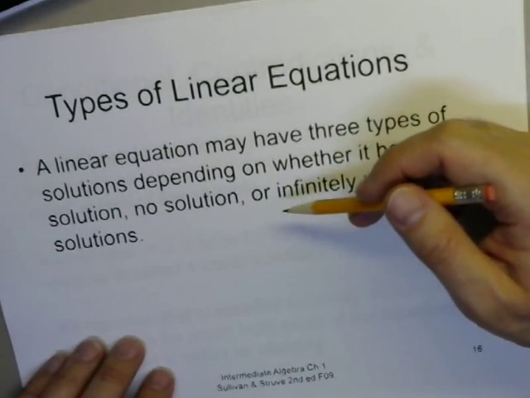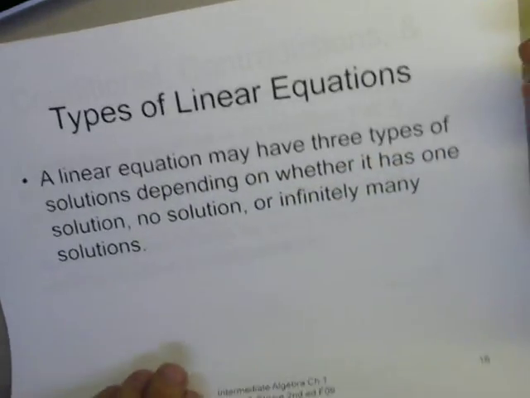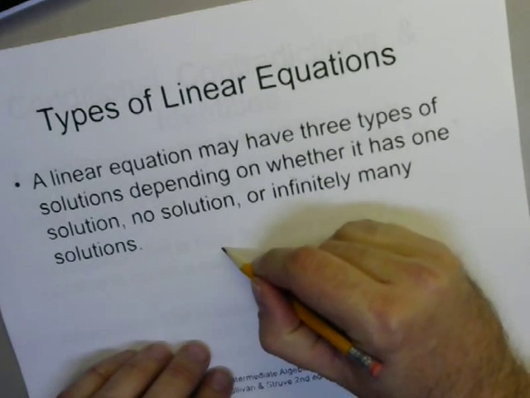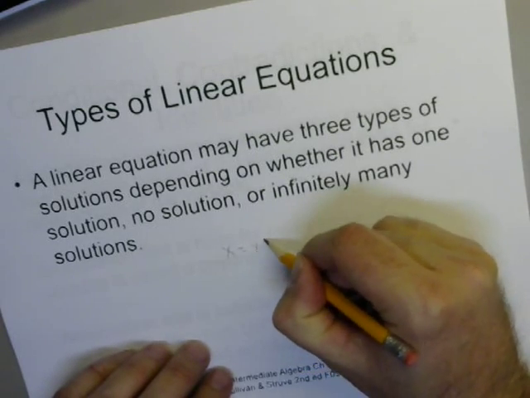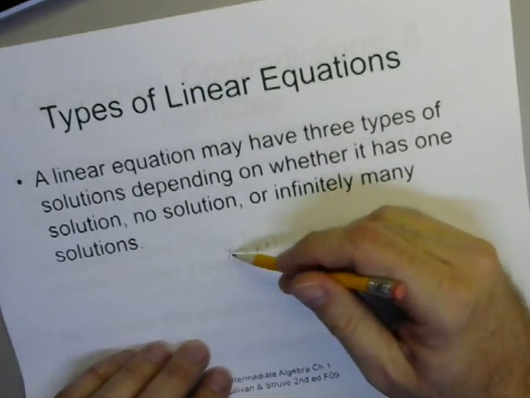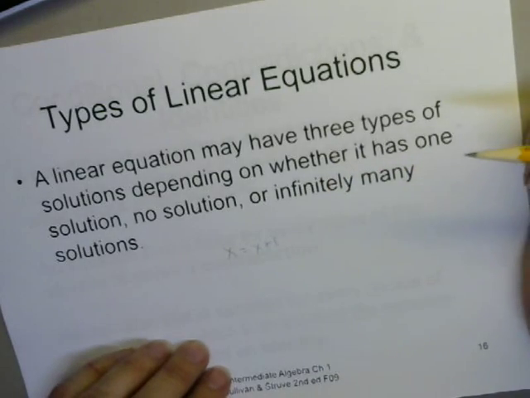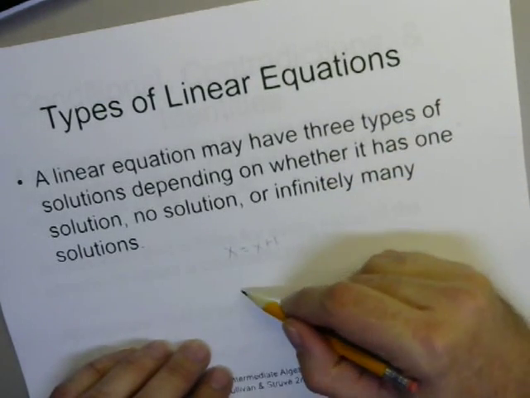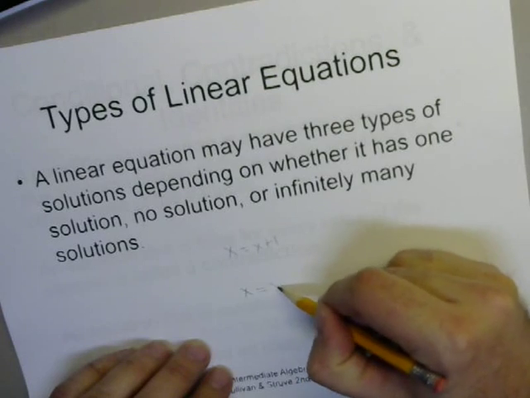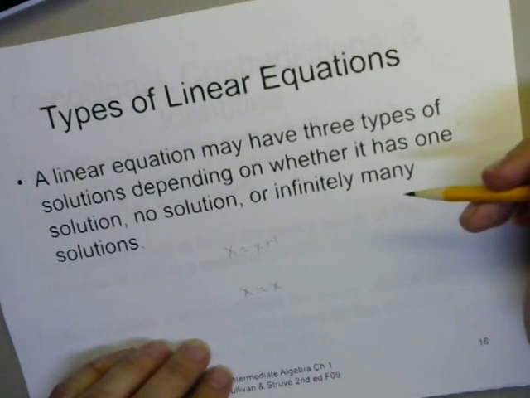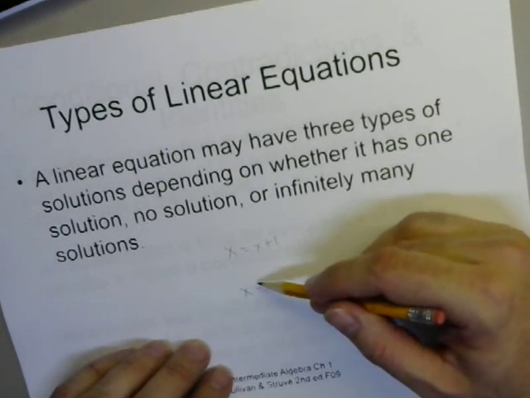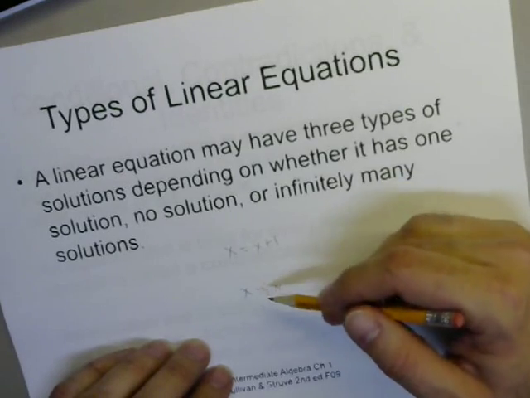But you can also have a linear equation that has no solution. A simple example of something like that might be x is equal to x plus 1. There's no way that a number can be equal to one more than itself. Or you might have a linear equation where you have infinitely many solutions. In other words, you can plug any number in for x. A simple example of something like that might be x is equal to x.